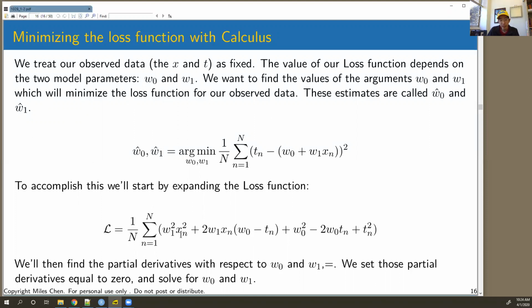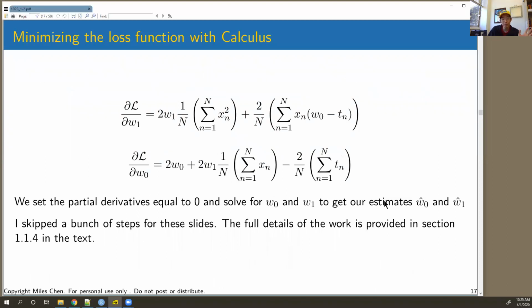So we're going to expand this out, and you do the algebra, you multiply, and you get this, and this, and this, and this, okay? Oh, sorry, something happened here. But basically, we're going to take the partial derivatives of this with respect to w0 and with respect to w1. We set those partial derivatives equal to 0, and then we solve for w0 and w1, okay? And so I've skipped over pretty much all of this work.